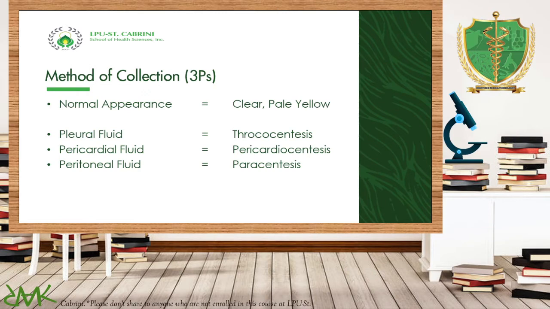Don't be confused. If the nurse tells you, this is the ascitic fluid of our patient in station 5, don't be shocked or amazed. Actually, ascites is similar to your peritoneal fluid. So these are the methods of collection: peritoneal, paracentesis; pericardial, pericardiocentesis; and pleural, thoracentesis.